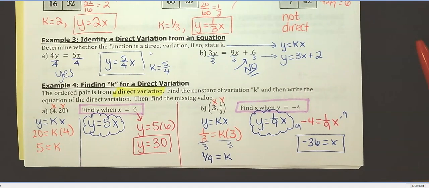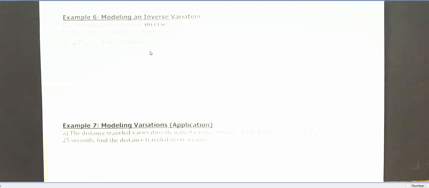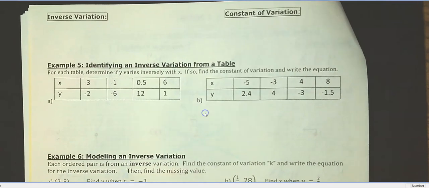Is anybody having any questions about the direct variations right now? Okay, now these are probably very new to you. This is an inverse variation. We're going to spend a couple days graphing these because these are very interesting looking graphs, but we're just going to do a little bit of an introduction to this today, what it looks like.